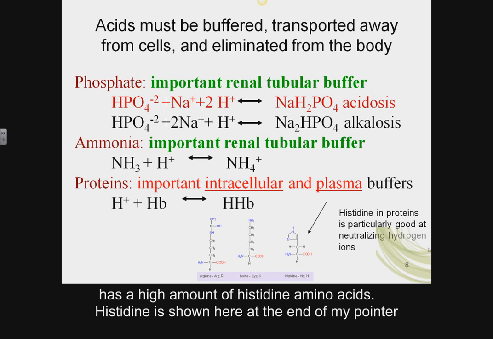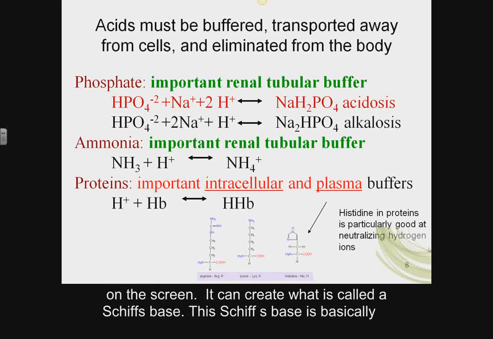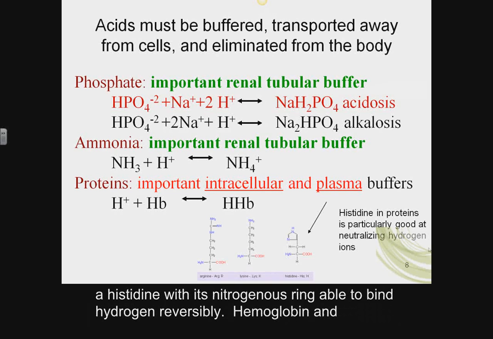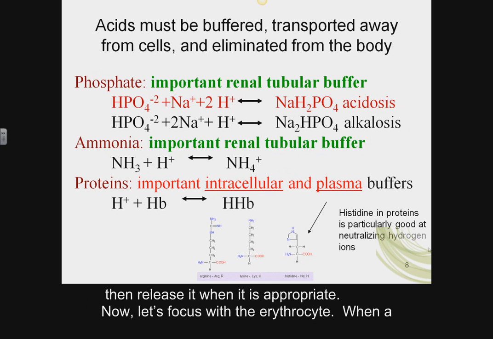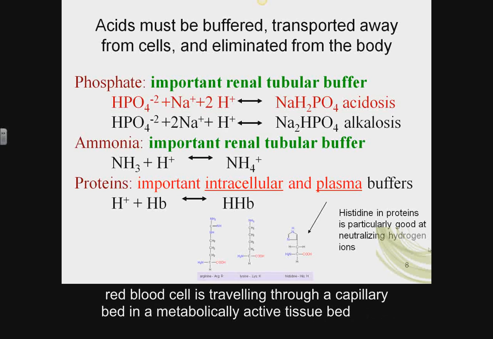Hemoglobin has a high amount of histidine amino acids. Histidine is shown here at the end of my pointer on the screen. It can create what is called a Schiff's base. The Schiff's base is basically a histidine with its nitrogenous ring that can bind to hydrogen reversibly. Hemoglobin and other proteins can bind to hydrogen and neutralize them in their histidine residues, and then release them, or it, hydrogen, when appropriate. Let's focus with the erythrocyte.